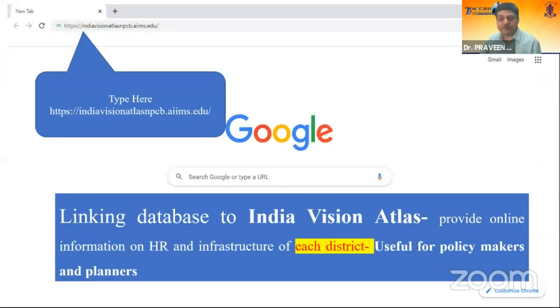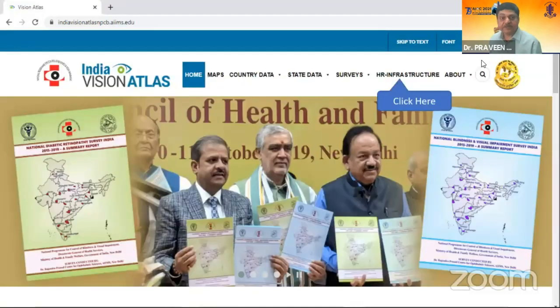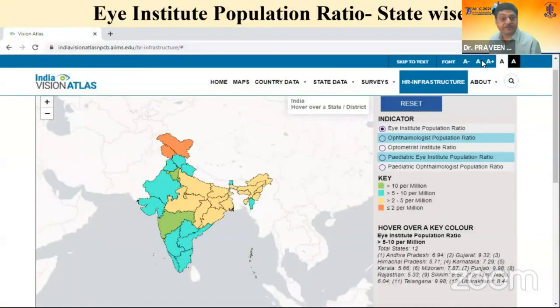The best part which we could do is link all this data with India Vision Atlas to provide online information on human resource and infrastructure, which will be useful for the policymakers and planners. This Vision Atlas was developed for the National Blindness Survey by our team, and we just added this human resource and infrastructure component to the Vision Atlas.